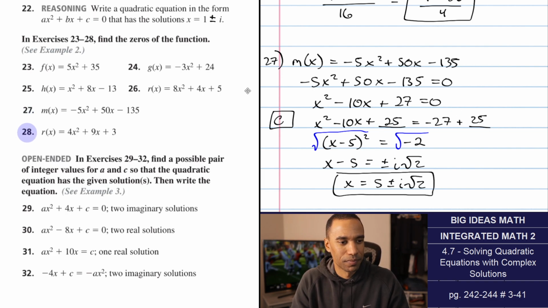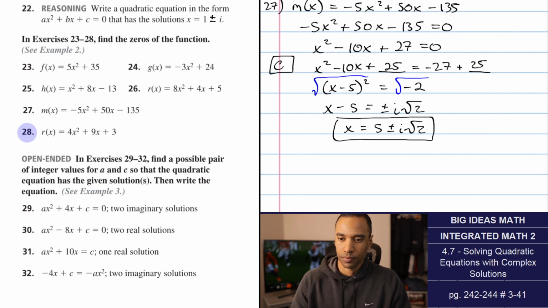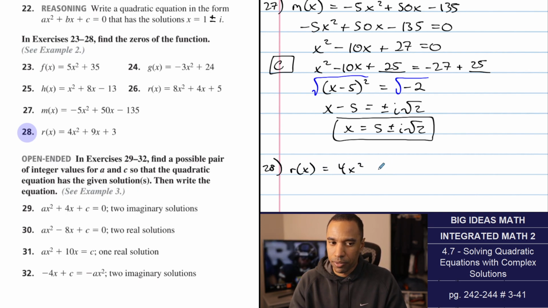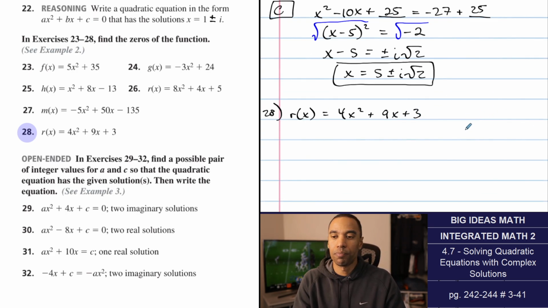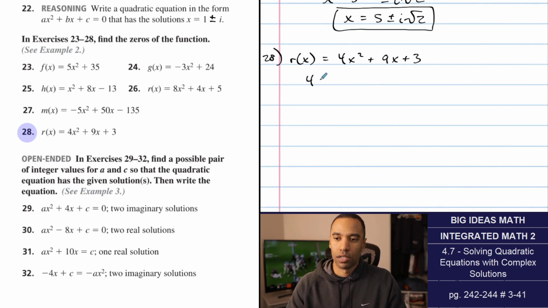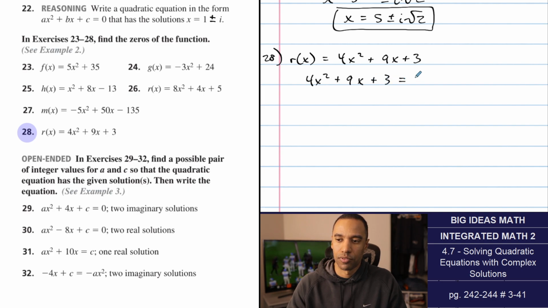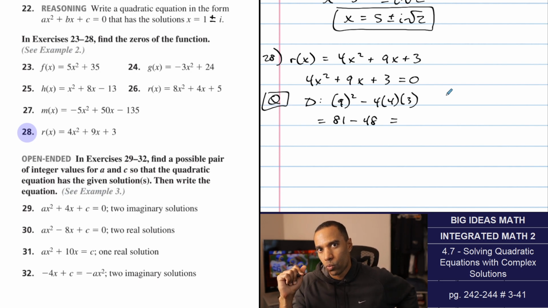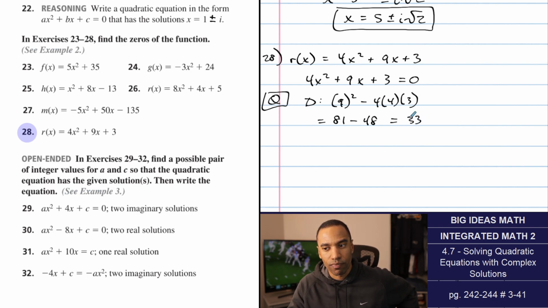Number 28. R of x equals 4x squared plus 9x plus 3. Not factorable? Nope, not factorable. I'm going for quadratic formula. Set it equal to 0. Solve with the quadratic formula. Discriminant is going to be b squared minus 4ac. Looks like we might have real solutions though. So we get 81 minus 48, 33. No, that can't simplify further.